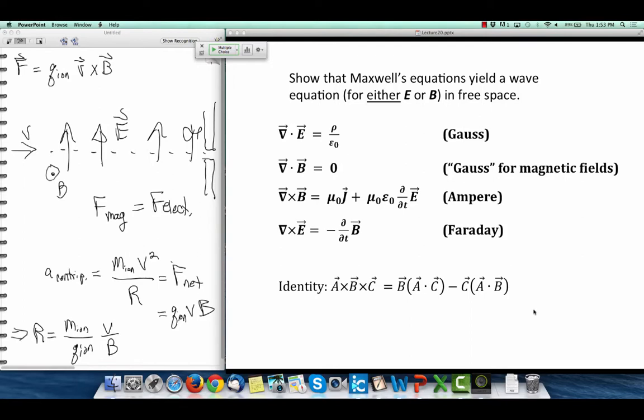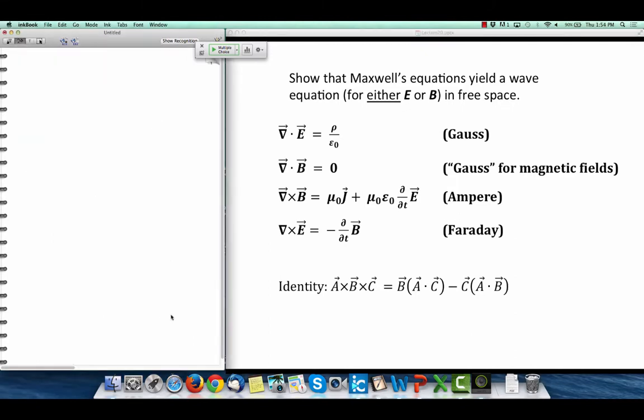So I had told you a while ago that one of the problems on the final is going to be derive the wave equation. So I thought I would just quickly run through that again, starting with Maxwell's equations.